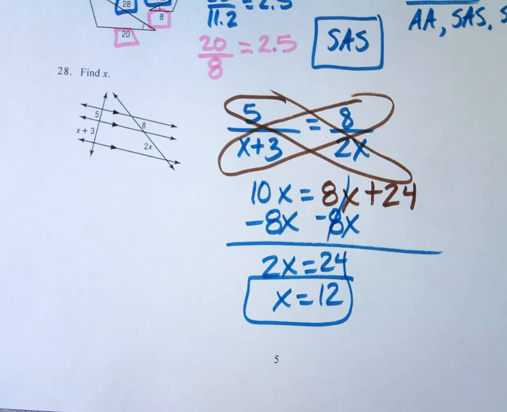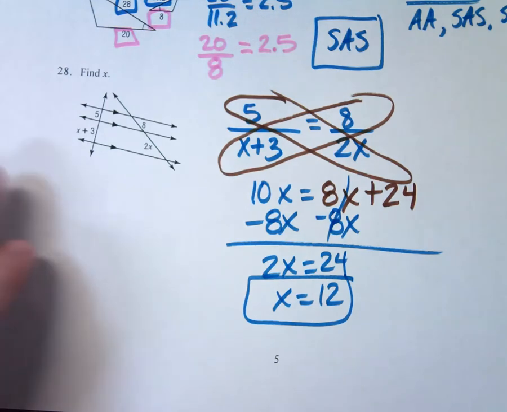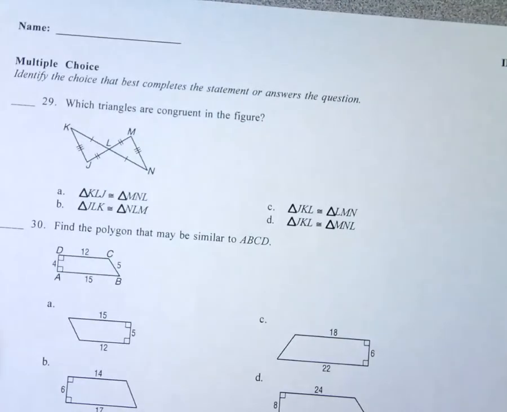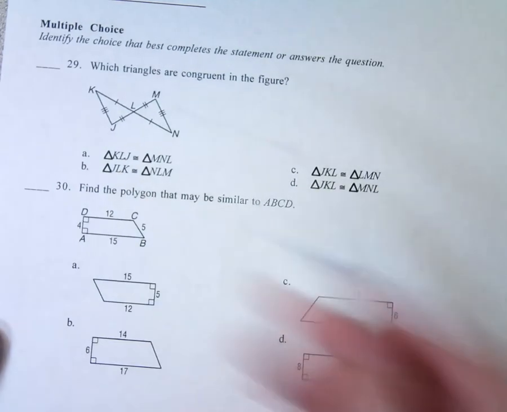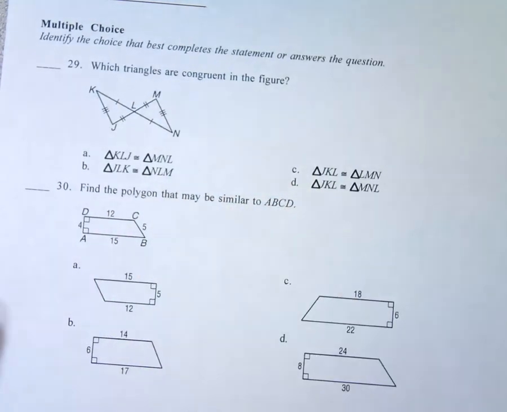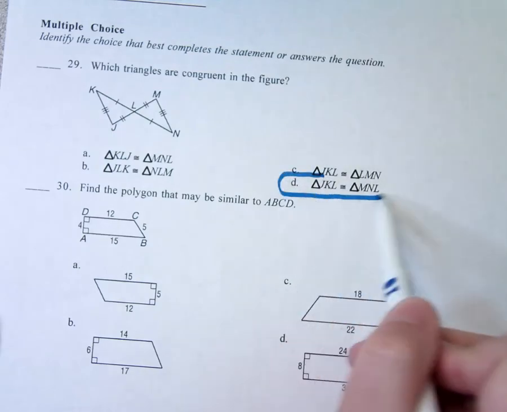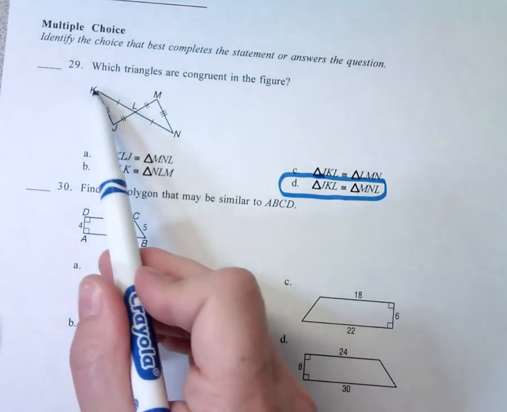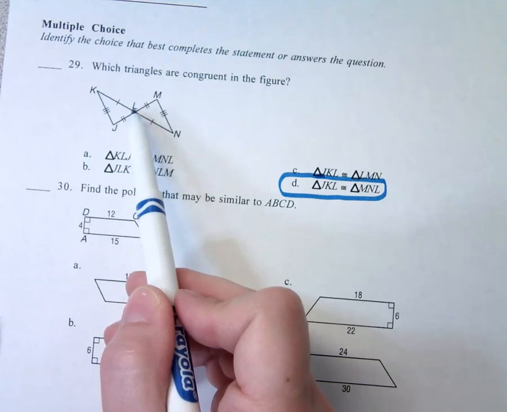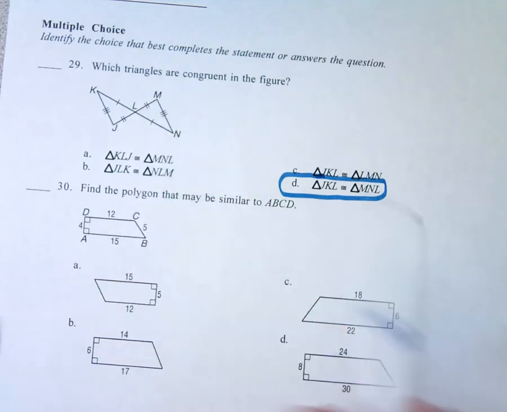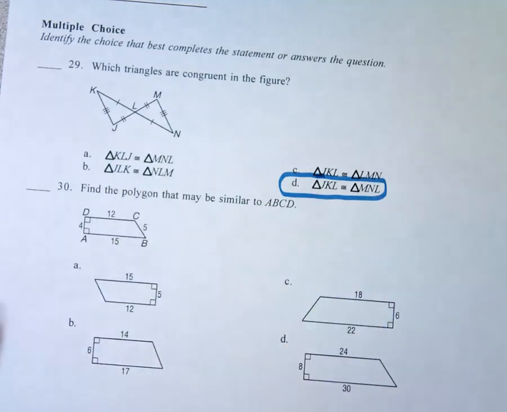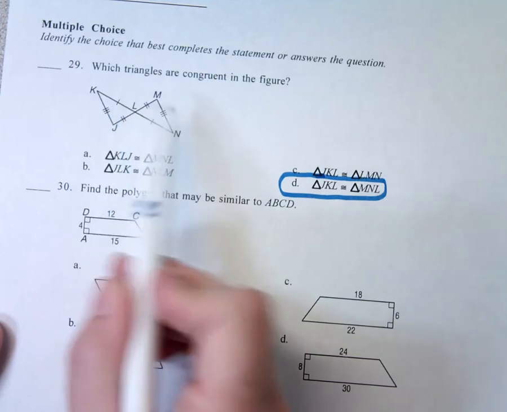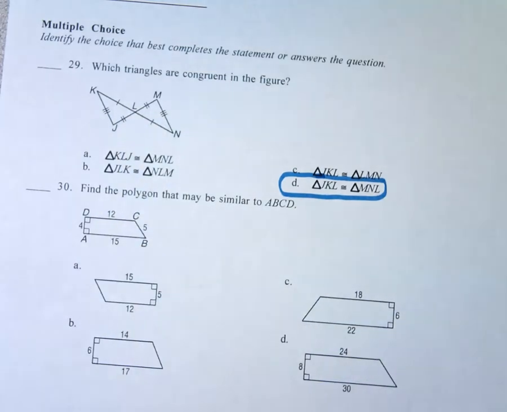All right, folks, we're almost done. 2 more. All right, 29 says, which triangles are congruent in the figure? You really just have to look at each statement very carefully and make sure they put the letters in the correct order, and the winner is D. Triangle JKL is congruent to triangle MNL. For a problem like this, you just have to check that the letters are in the right order by focusing on the tick marks in the picture.